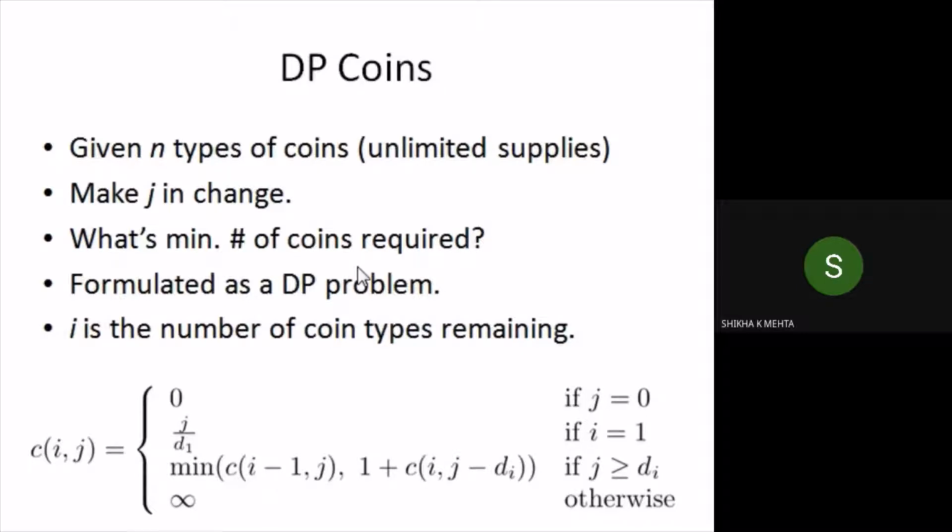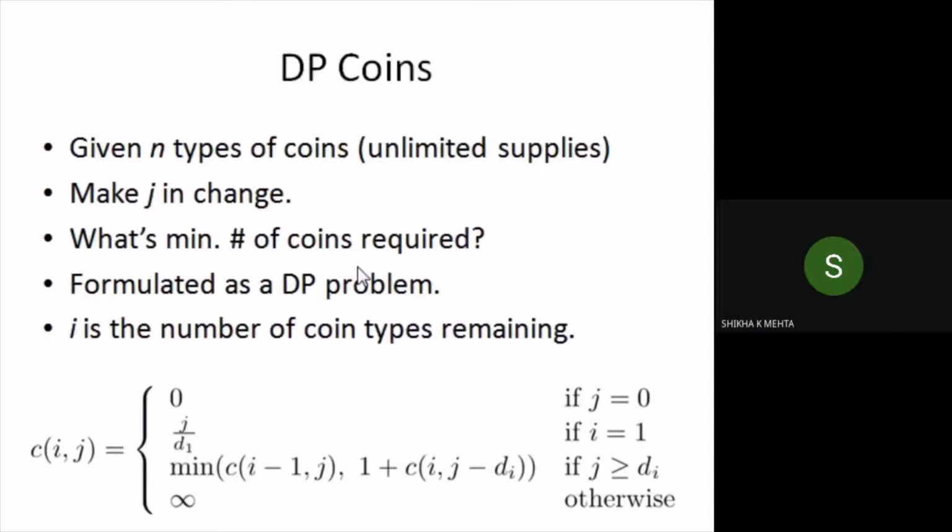Here i is the number of coin types which are remaining, because we have to keep track. There we were keeping track of the knapsack capacity remaining, and here we are keeping track of the number of coin types remaining. If we have 4 types of coins, meaning 4 denominations, and we have already included 1 type, 2 types, 3 types, then what is left is represented using i.